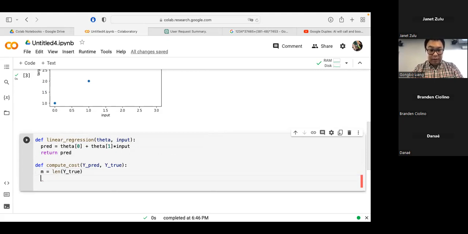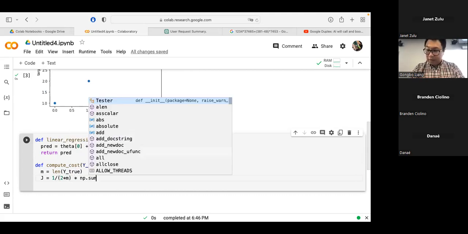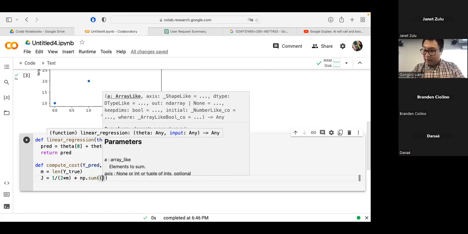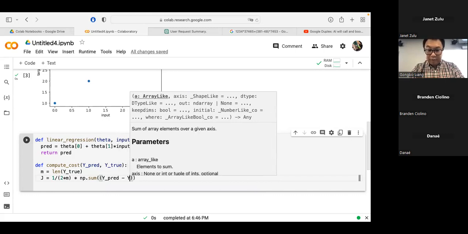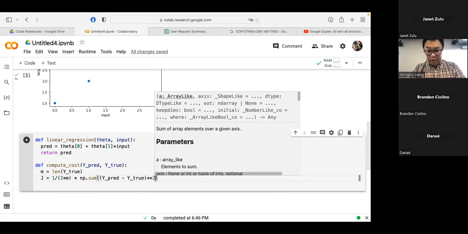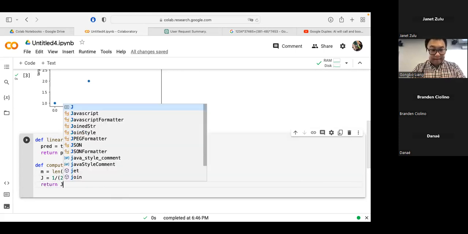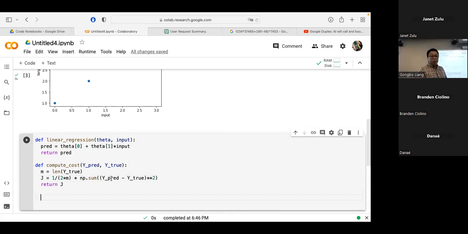So m is the length of y true, then J equals 1 over 2 times m times np.sum. I need to be careful here: y predict minus y true, squared. Basically, we take any prediction, compute the distance from the target, compute the square, and then sum everything together. Then divide by 2m, so we get the average, the mean square. Okay, so this is cool.